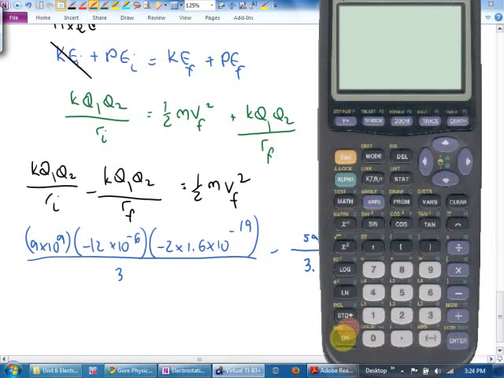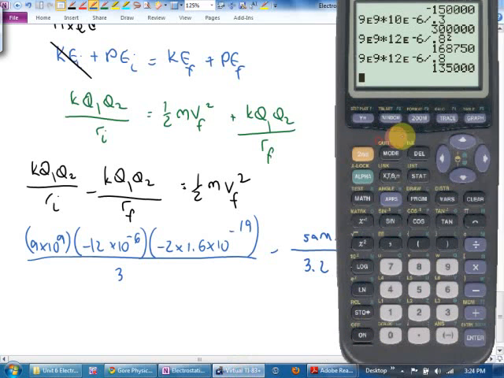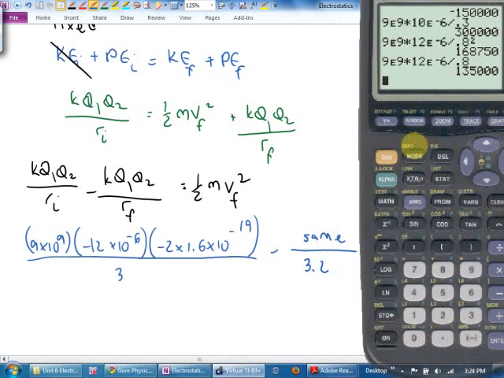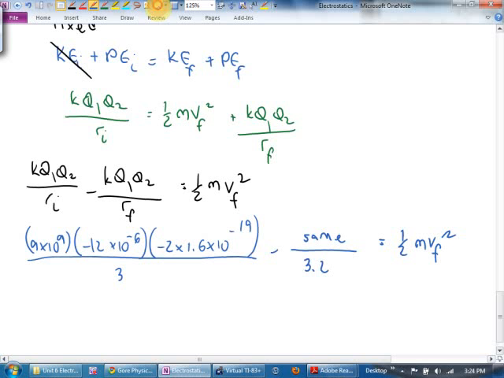Sorry? 6.2. Thank you. I don't have the diagram in front of me, but you would add the distances together, would you not? The total distance from the center would be 6.2, yes? In my hideously drawn diagram.